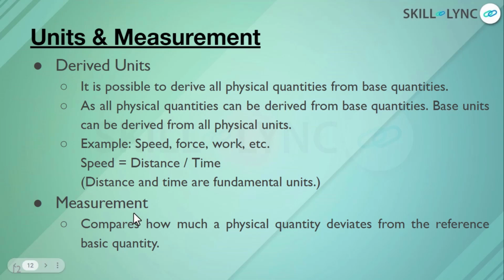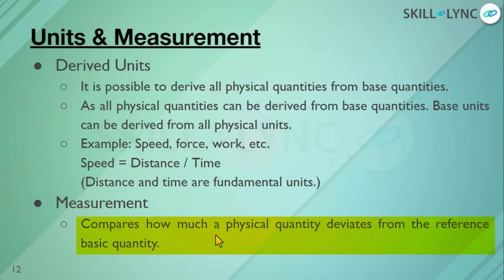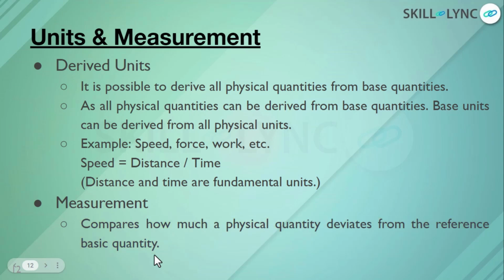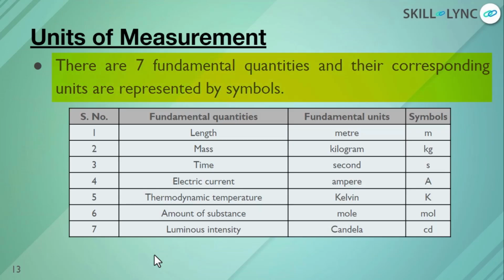What is measurement? Comparing how much a physical quantity deviates from the reference of a basic quantity is called measurement. There are basically 7 fundamental quantities and their corresponding units that have been represented by symbols.